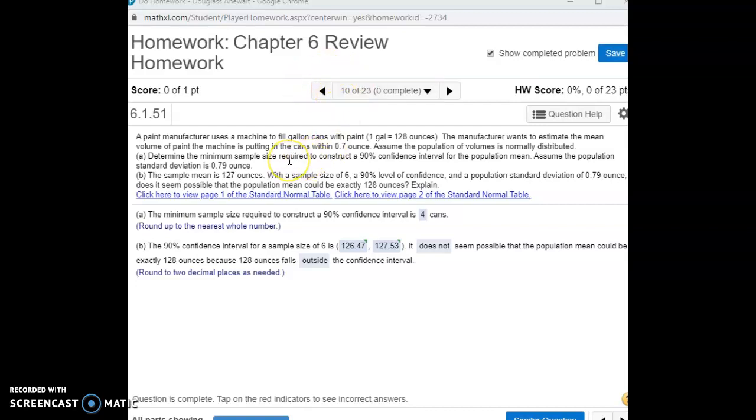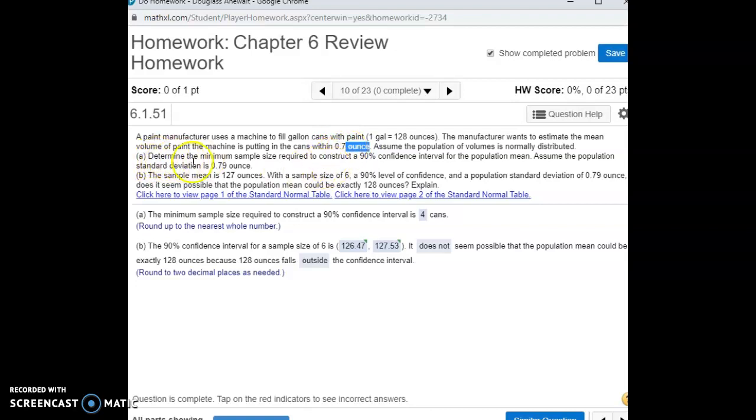For number 10, we have a scenario here. A paint manufacturer wants to find out the average amount of paint that his machine is actually putting into the cans that it fills up. And so we want to estimate that average within a certain margin of error. And we're assuming we have a normal distribution. So we want our estimate of the average to be within a certain margin of error.